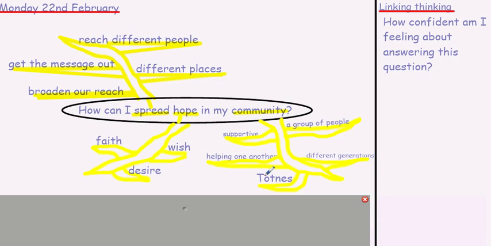Now you may want to do it about the community that you live in if you don't live in Totnes. I'm going to study Totnes for this one. How can I spread hope in the community that I'm in? And obviously being part of the school, then Totnes is really important to me.